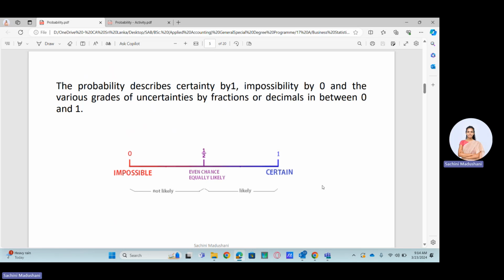Okay. This is the representation of the probability values, the numerical values. We always get a probability value from 0 to 1. We cannot get negative values and we cannot get values more than 1.